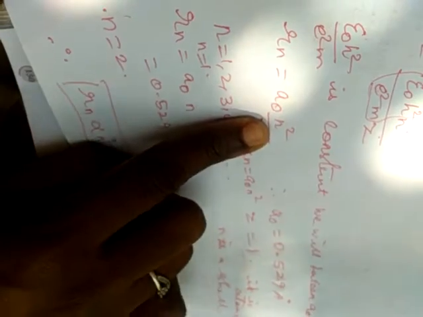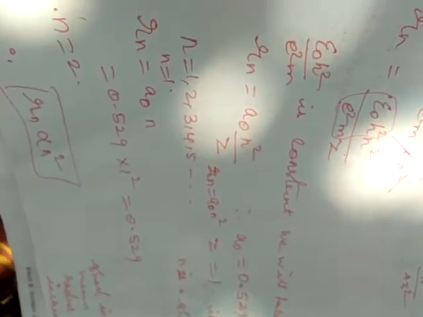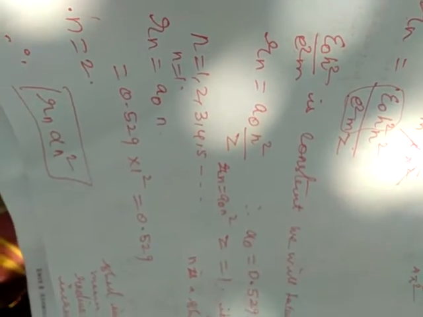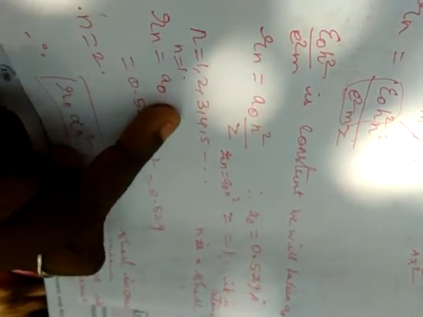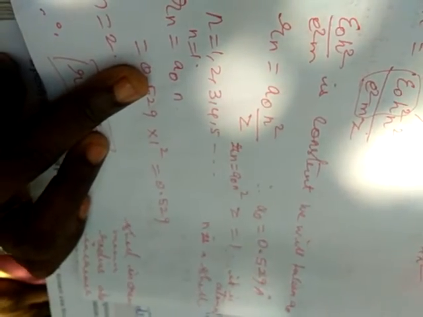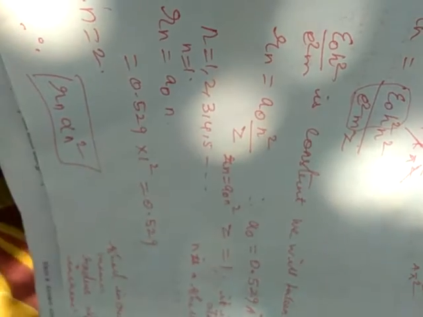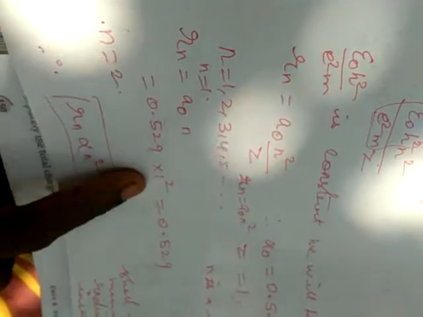Now n is the nth term, so it applies for each orbit. We have to apply n values 1, 2, 3, 4, 5, 6, and it keeps going on in the structure of the atom. For n equal to 1, Rn equals 0.529 Angstrom into 1 squared, so 0.529 comes. Next apply 2: 0.529 into 2 squared, which is 4, multiply and you get the value.